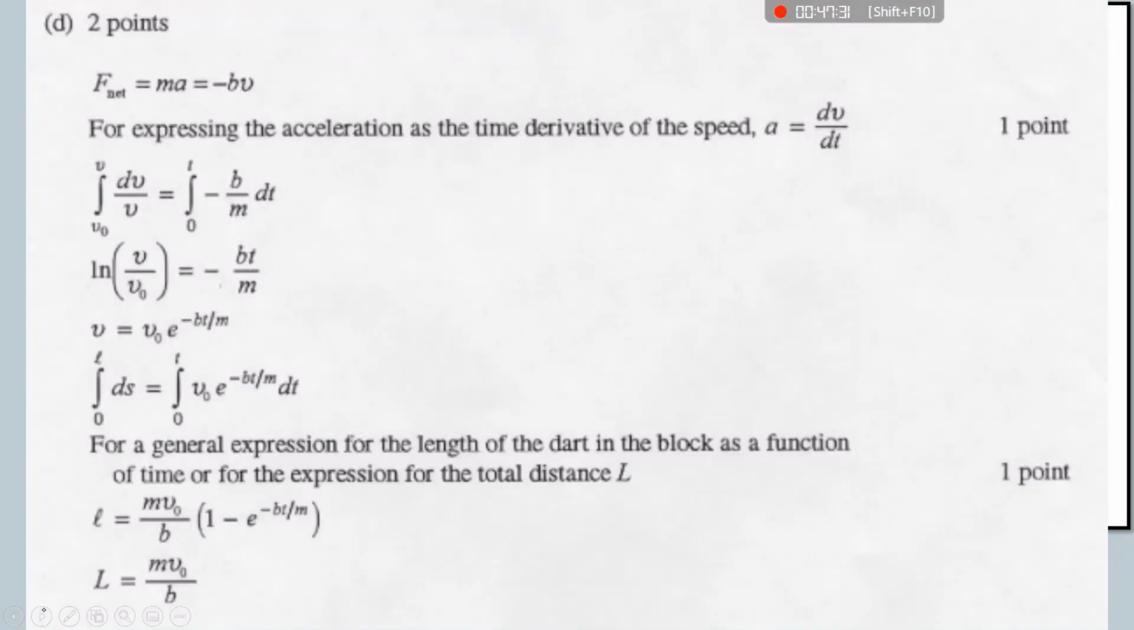So let's check. Expressing acceleration as the derivative, 1 point, okay. And then general expression for the length of the dart as a function of time. Okay, that's our formula that we did. So we're okay.